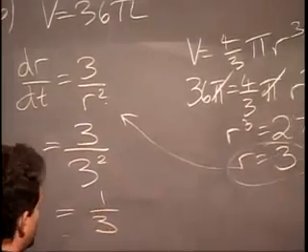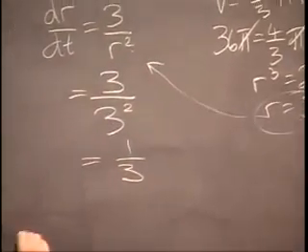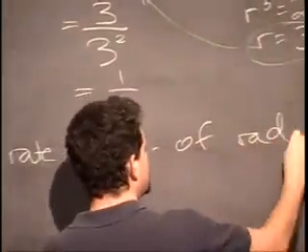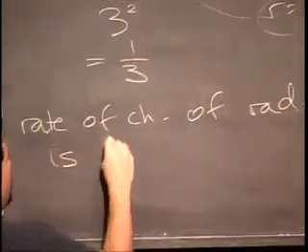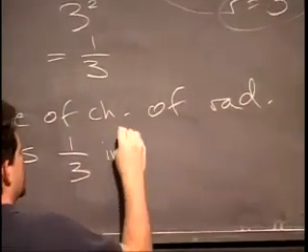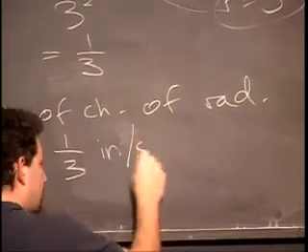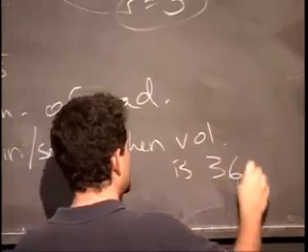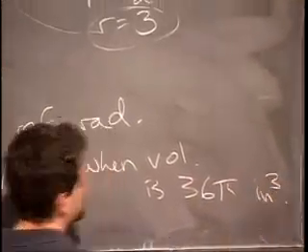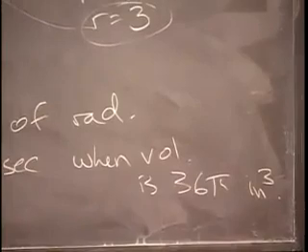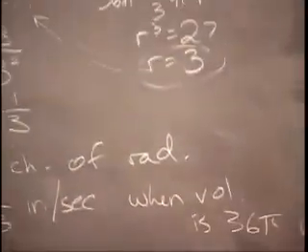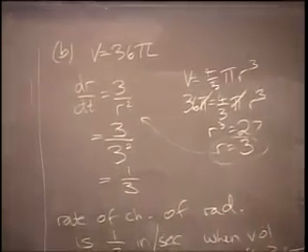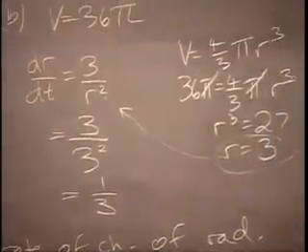And then you can plug that into here and see that dr/dt is 3 over 3 squared, which is 1/3 rather. So at that moment, the rate of change of the radius is 1/3 inches per second when the volume is 36 pi inches cubed. All right, so there is the method in terms of a particularly straightforward problem. Any questions about the method or the problem?